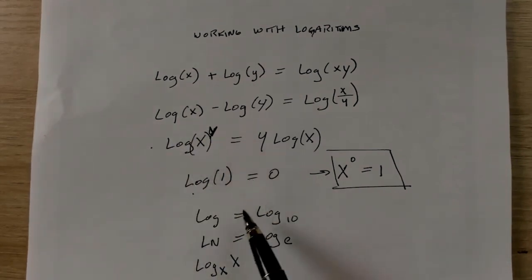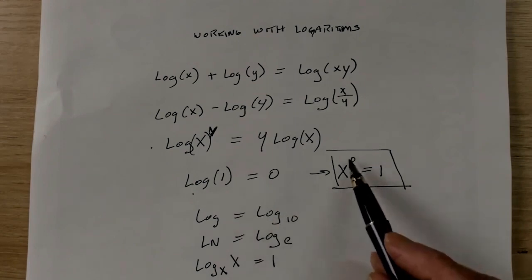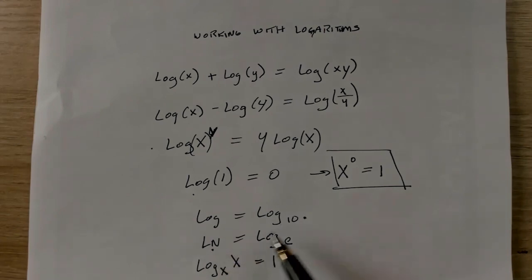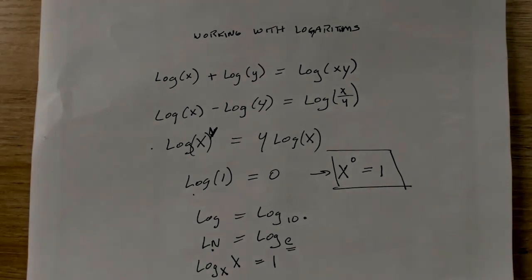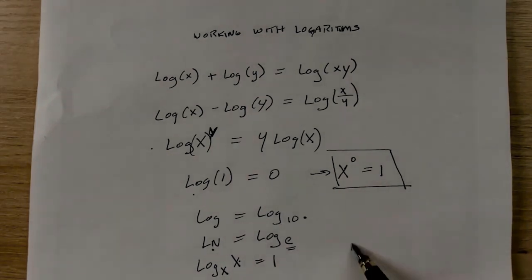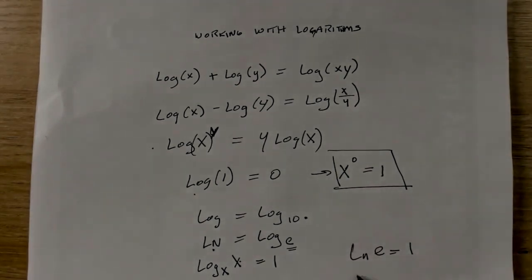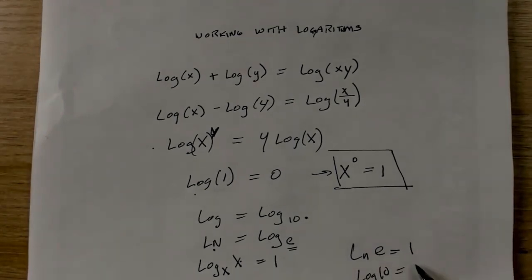The log of 1 is 0 because x raised to the power of 0 equals 1, and that works for any x. Now when we talk about log, we're talking about log base 10. That's called common log. If we talk about the natural logarithm, that's log to the base e. We'll talk about what e is another time. Now the last thing that we need to know is that if we have log base x of x, that always equals 1. So if we have the natural log of e, that will equal 1. The log of 10 would equal 1.